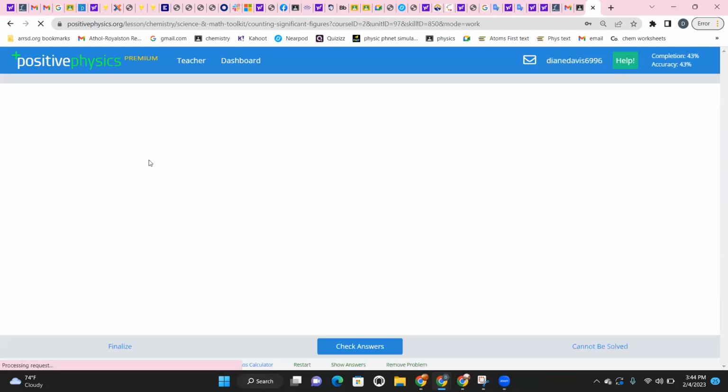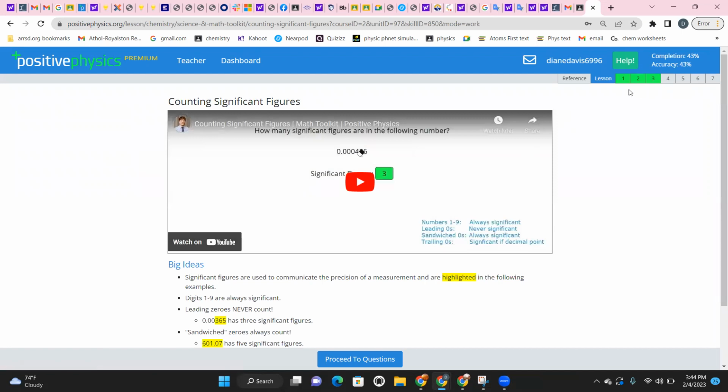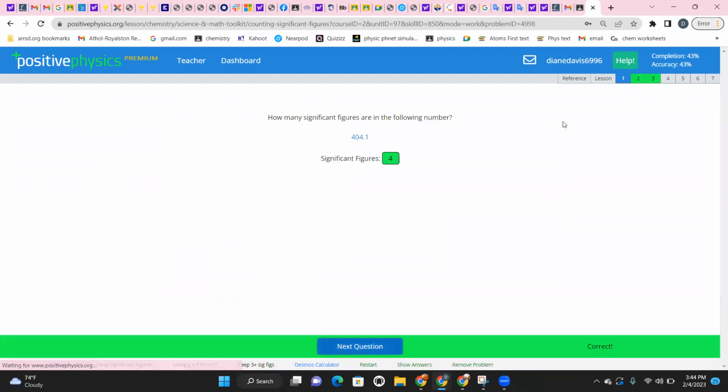So looking at here, counting for significant figures. First, you watch a video on it, and then you work on the problems. When you put the correct info in, then it goes green. So the things to remember about significant figures are all non-zero numbers, like 1, 2, 3, 4, 5, 6, 7, 8. As long as it's not zero, it's significant. So where you have to be careful are the zeros. So non-zeros are sig figs.